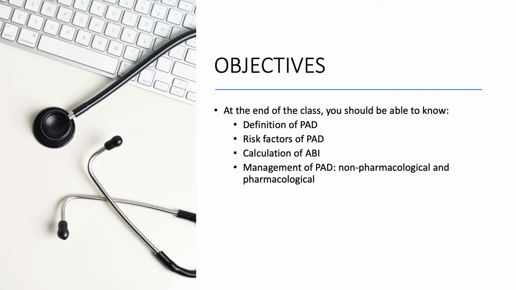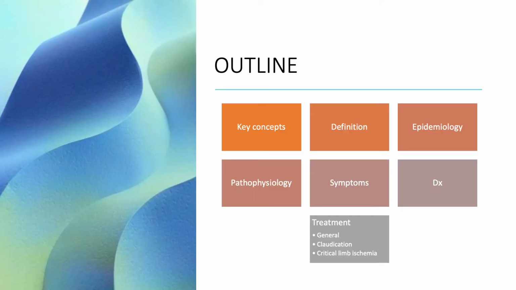So at the end of this class, you should be able to know the definition of PAD and the risk factors of PAD. When I say PAD, it's actually peripheral arterial disease. You should be able to know how to calculate the ankle brachial index and how to manage PAD, either with non-pharmacological or pharmacological intervention. So this is the outline of my lecture today. We'll be covering some key concepts for this topic: the definition of PAD, the epidemiology, pathophysiology, symptoms, diagnosis, and treatment.